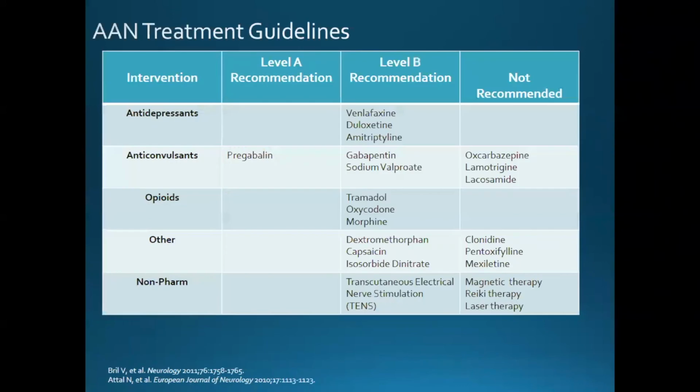We've talked about DPN. Here's your guidelines. Anything look surprising up there to you? I'm not going to be like, tell me what guideline level this drug is. I want you to have a general idea where things fit. Would you recommend pregabalin for diabetic neuropathy, or would you recommend ibuprofen? You catch my drift? All right, very good.